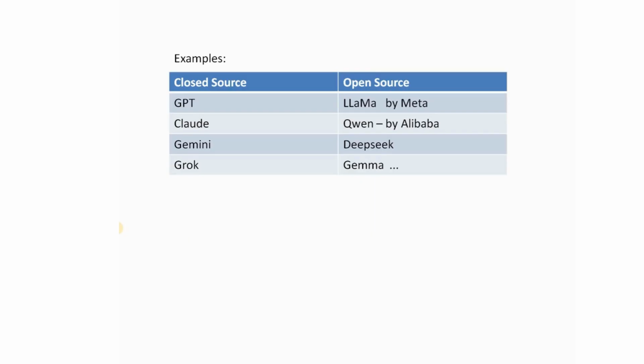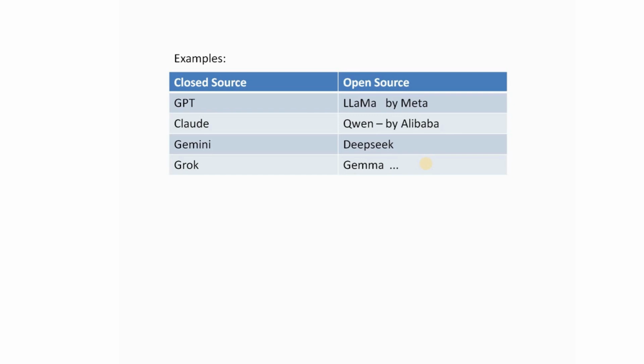So what are some of the open source models that are available? In closed source, we know which are paid and which are premium level: GPT, Claude, Gemini, Grok. In open source, we have pretty good models like Llama, by Meta, Qwen by Alibaba, DeepSeek is a pretty famous one, and Gemma by Google, and there are many more. These are some of the famous ones.